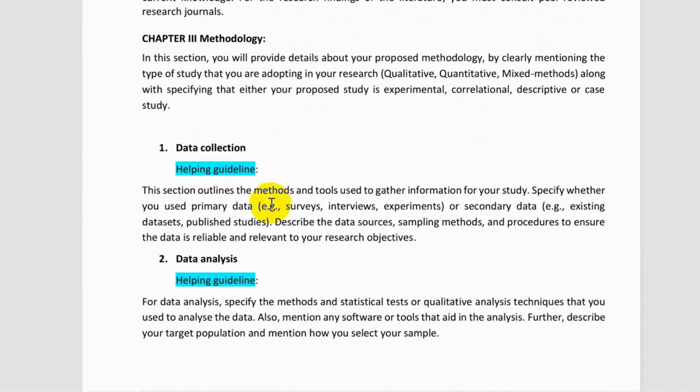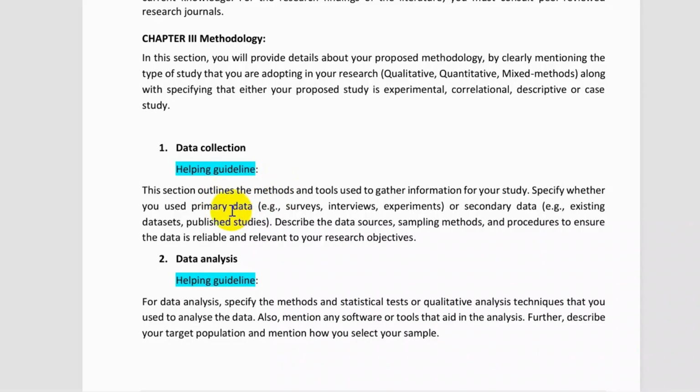Data collection is where you have to discuss what method you use, like how have you collected the data for your research project. This section outlines the specific methods. First, you need to identify whether you have used primary or secondary data for your research project, and then you need to discuss what tools you have used to gather the information, like have you conducted any surveys or interviews or any experiments or used any existing database. So in data collection section, you need to describe your data sources, any sampling methods and procedures to ensure that your data is very reliable and relevant.